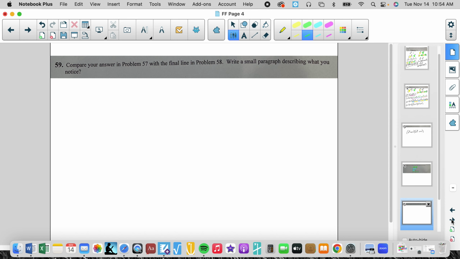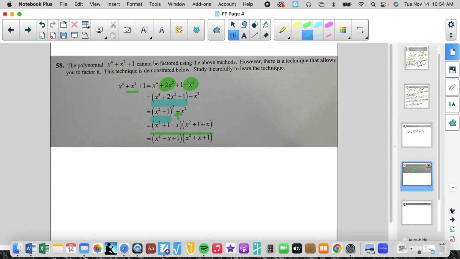Compare your answer in problem 57 with the final line in problem 58. Write a small paragraph describing what you notice. I would say you notice that you're completing the square. What value are you missing in order to complete the square? Because this is close to completing the square.